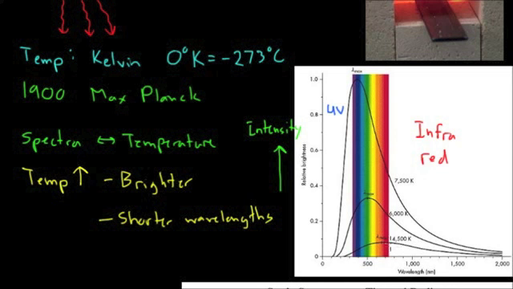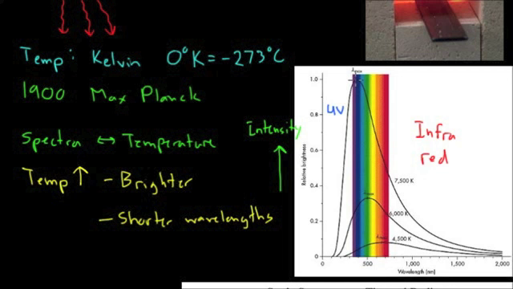So for instance, for a human body, the temperature is not very high at all. We don't give off very much light. If you turn the lights off, then you can't really see it. But if you look at the human body with infrared goggles, you'll notice that the human body does give off light in the infrared part of the spectrum. We just can't see it because it's not in the right part of the spectrum.